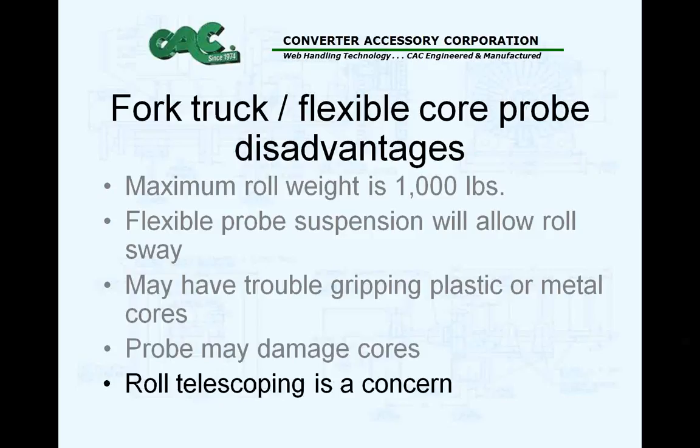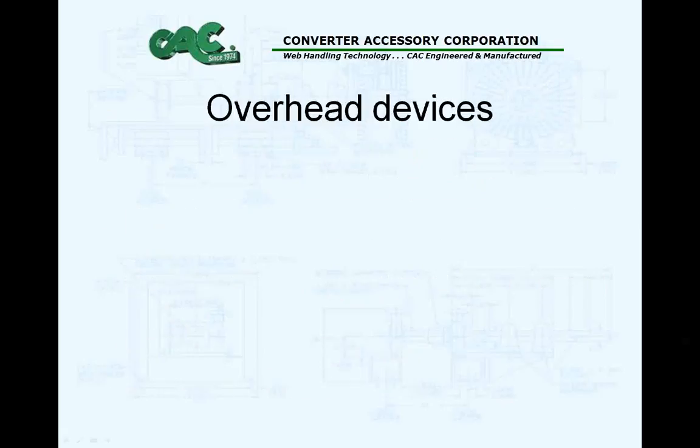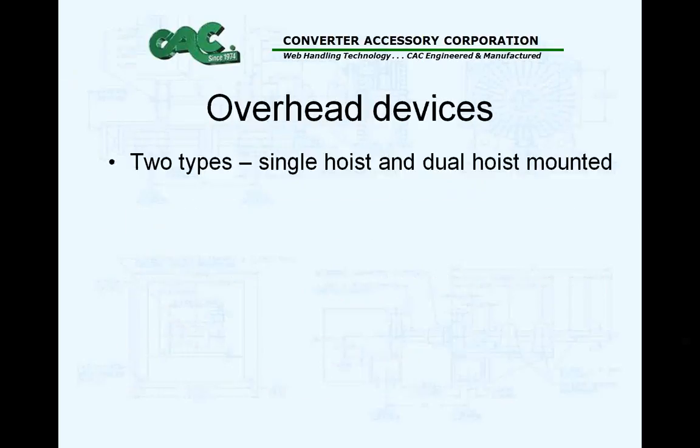Roll telescoping, any probe device roll telescoping is always a concern. So when you get that roll up in the air and you turn it 90 degrees to be perpendicular, or if you're starting in the perpendicular plane and you go to lift the roll, again, is the core going to get pulled out of the roll? That's always a concern. There are overhead devices.